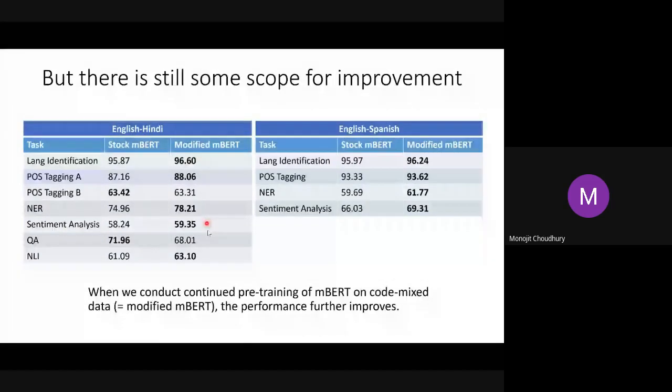This is not very consistent across all tasks for English-Hindi, but for some tasks like POS tagging, language identification and natural language inferencing, you get a good amount of benefit. For English-Spanish, it's more systematic. You get benefit on all tasks actually.